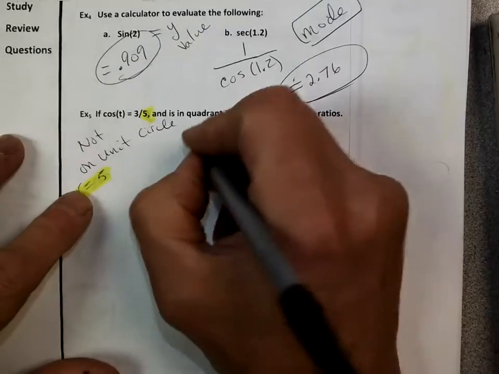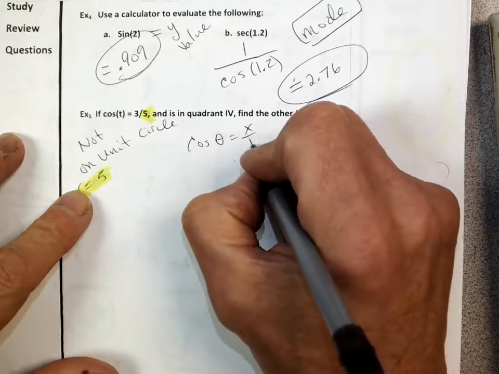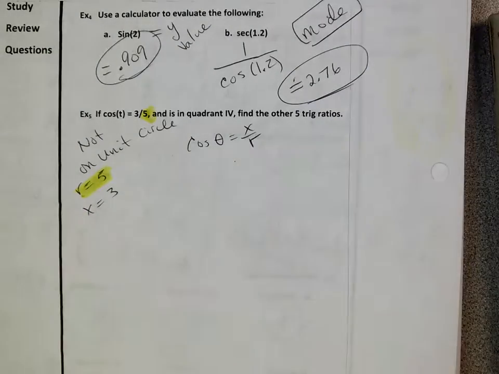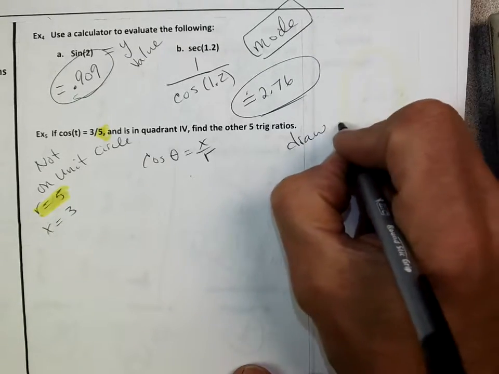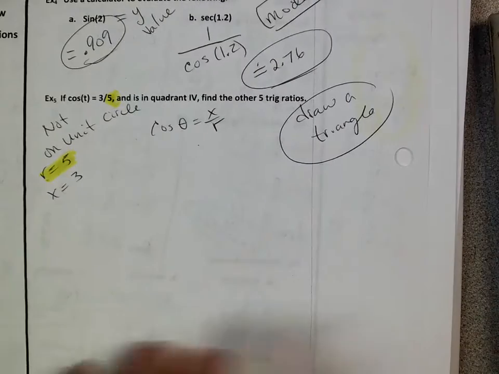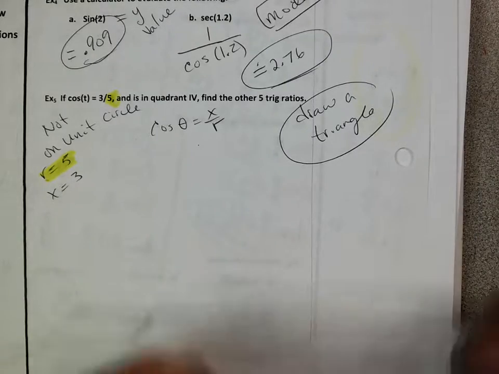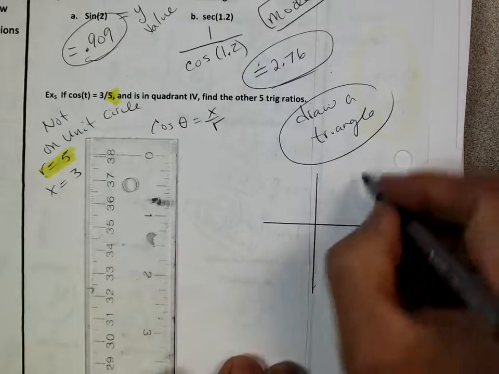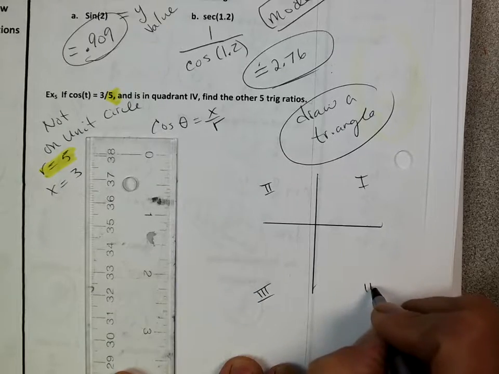So here's what I know. Cosine of any angle is equal to the x over the r value. The r is 5 and the x is 3, right? So anytime I do these, I always want to draw a triangle, because it's not on the unit circle. It's going to be in quadrant 4, so I'm going to draw a little triangle over here in quadrant 4. My quadrants go 1, 2, 3, and 4.